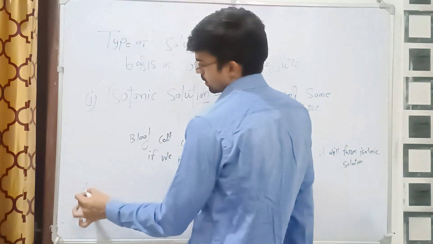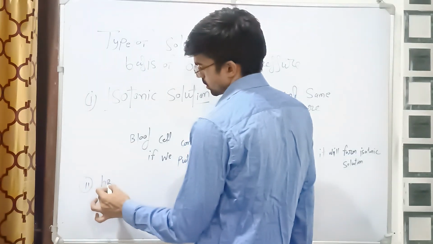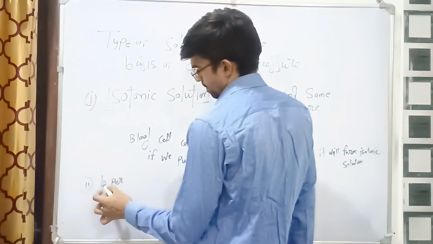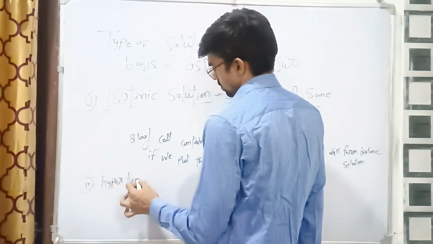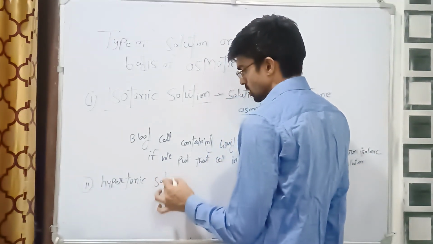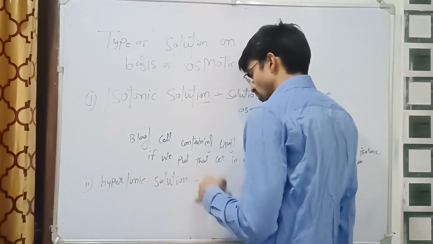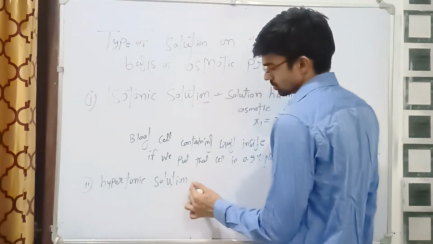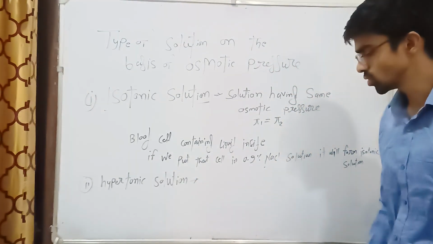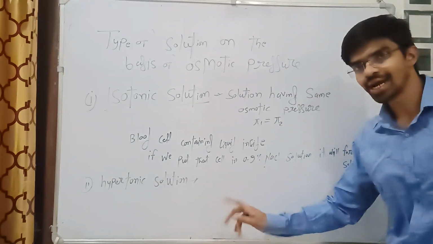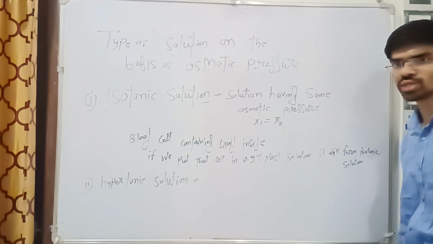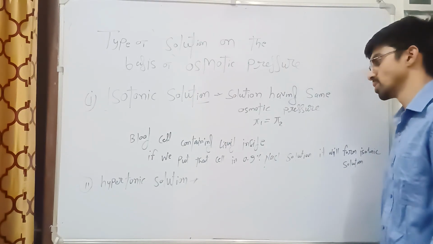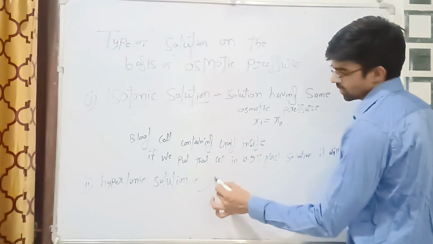Okay, so the second type is hypertonic. Hypertonic solution is that solution which has more osmotic pressure than the other solution. The solution having more osmotic pressure than the other solution is called hypertonic solution. Again, for this also we can take the example.